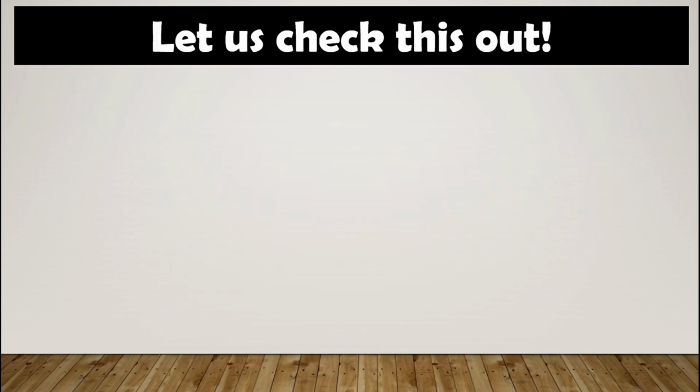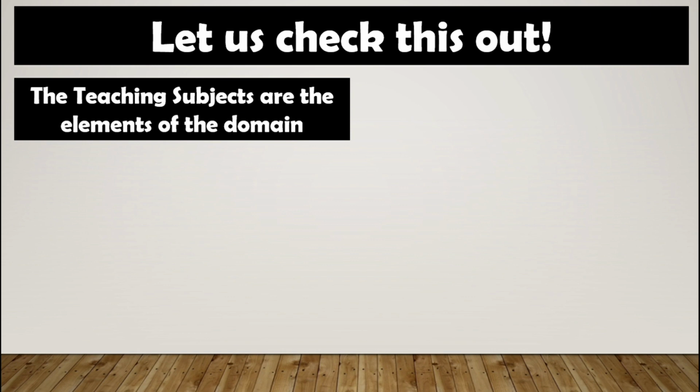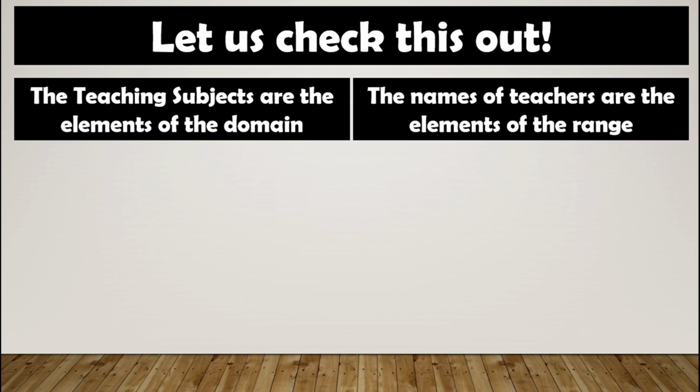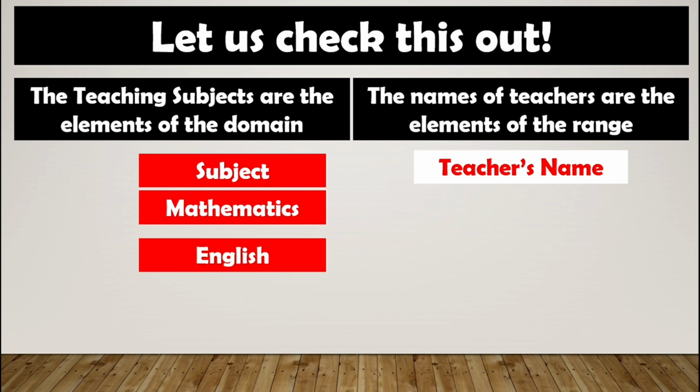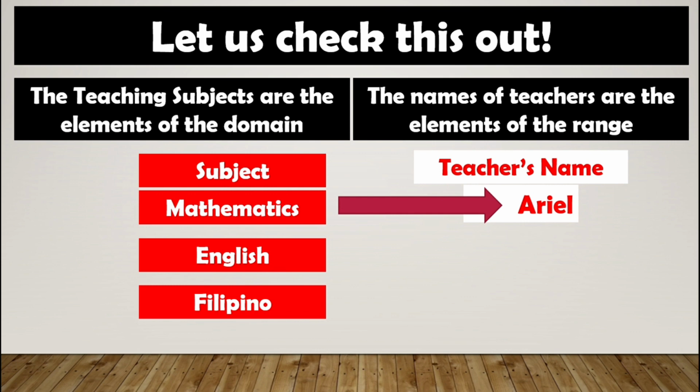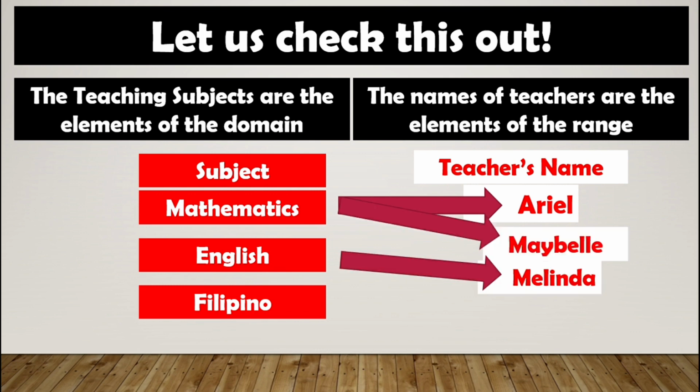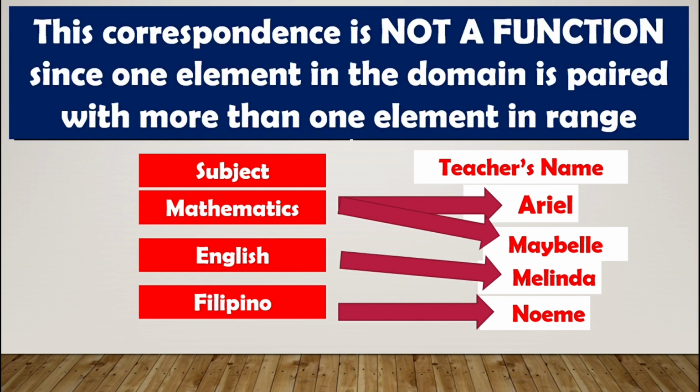Let us have the third example. This time, the teaching subjects are the elements of the domain and the names of teachers are the elements of the range. So we have the subject and corresponding teacher's name. So we have the list of the subjects, namely mathematics, English, and Filipino. Under teacher's name, we have Ariel, who teaches mathematics, Mabel, who is also teaching mathematics, Melinda, who is teaching English, and Noemi, who is teaching Filipino. This correspondence is not a function since one element in the domain is paired with more than one element in a range. In this case, mathematics is paired to two teachers, namely Ariel and Mabel.